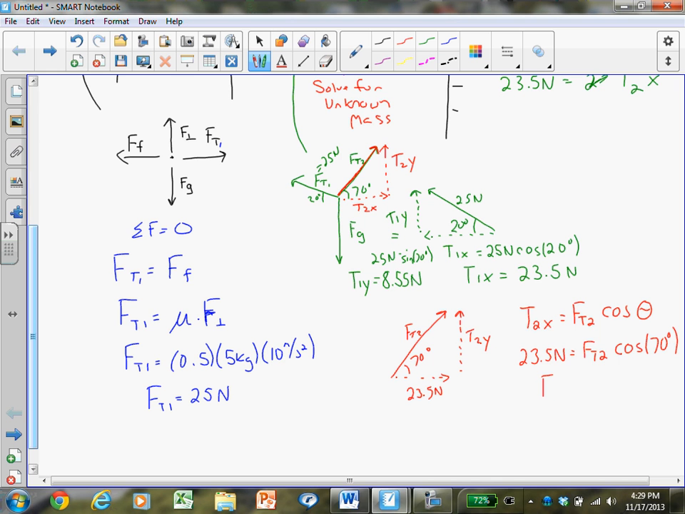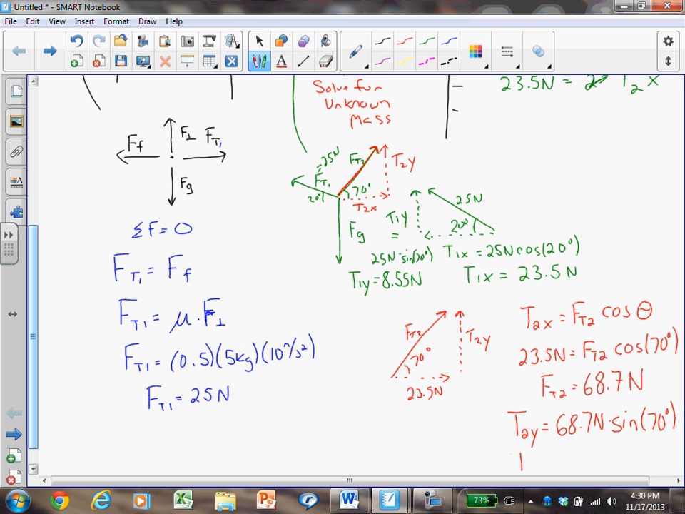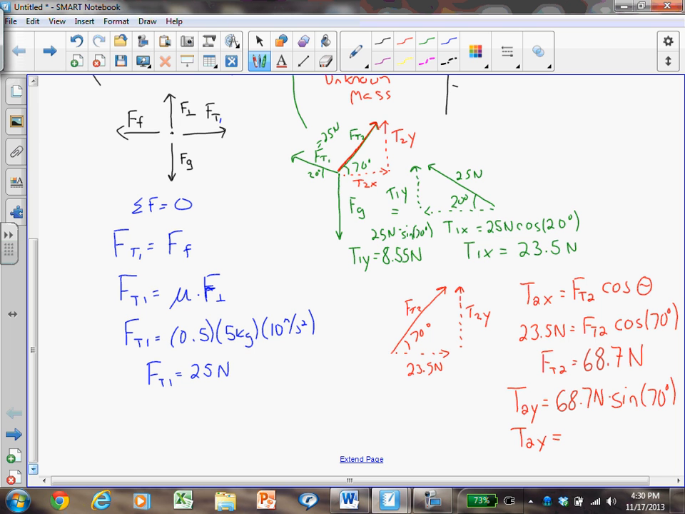So FT2 will equal 23.5 divided by the cosine of 70, or 68.7 newtons. Now once we have that, we can do our standard y to find T2y, which would just be 68.7 newtons times the sine of 70 degrees. And T2y would be 68.7 times sine of 70, or 64.56 newtons.